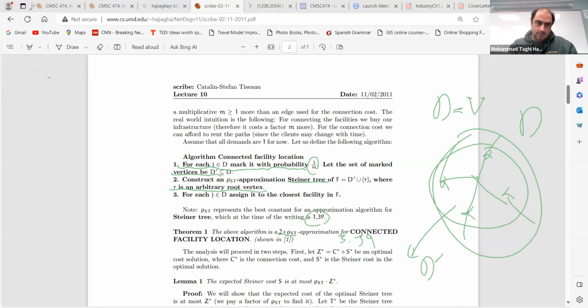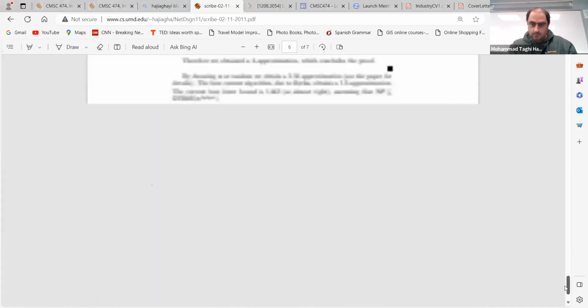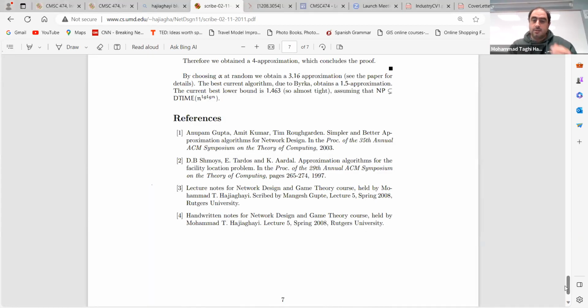This paper is actually from the very nice paper of Gupta, Kumar, and Roughgarden, Simple and Better Approximation Algorithms for Network Design, in STOC 2003. I'm not so sure whether this has been improved or not. You can check that. But if it's not improved, it would be very nice.